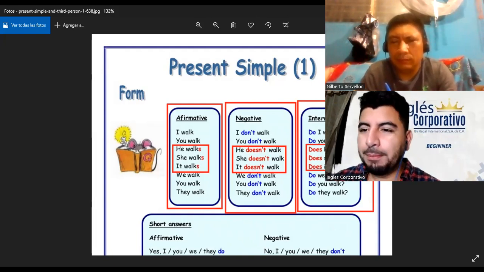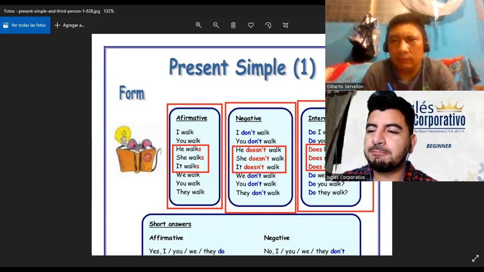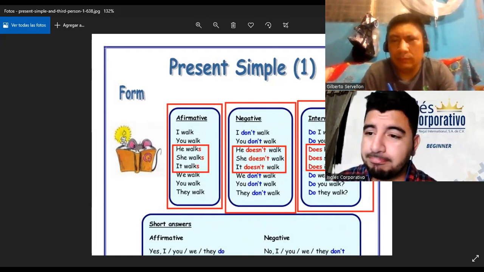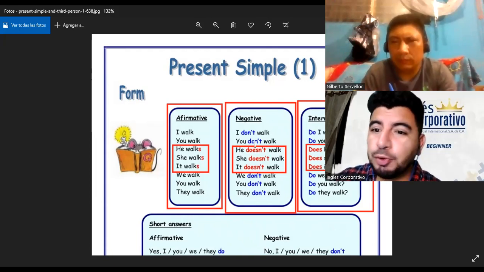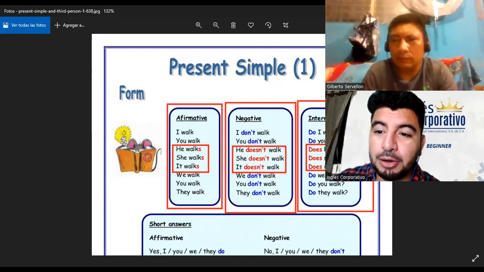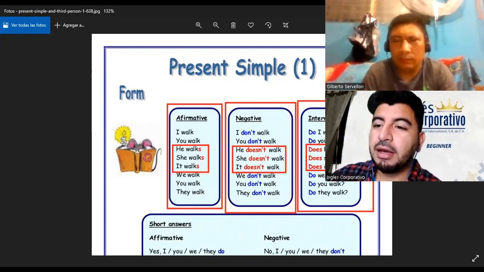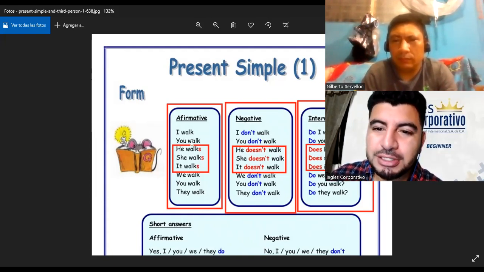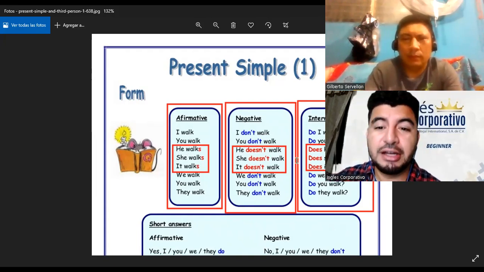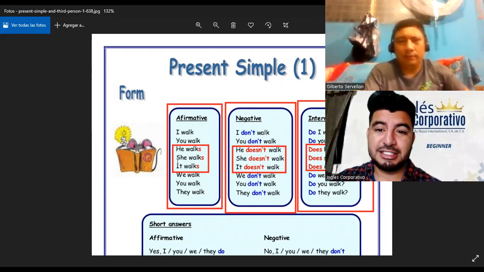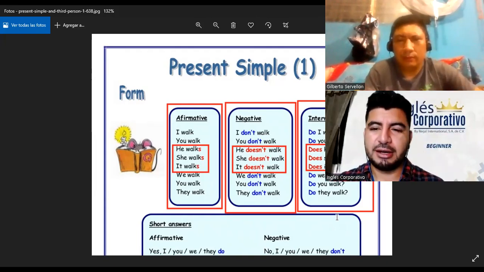Ok, el primero. You cook, vamos a poner este. You cook in the morning, cocinas en la mañana. La negativa, you don't cook in the morning. La pregunta, do you cook in the morning? Bien. Ahora tú elige uno de estos verbos y vamos a tratar de hacer oraciones: una afirmativa, una negativa e interrogativa. Tú decides si quieres utilizar you o si quieres utilizar otro, no importa, cualquiera.